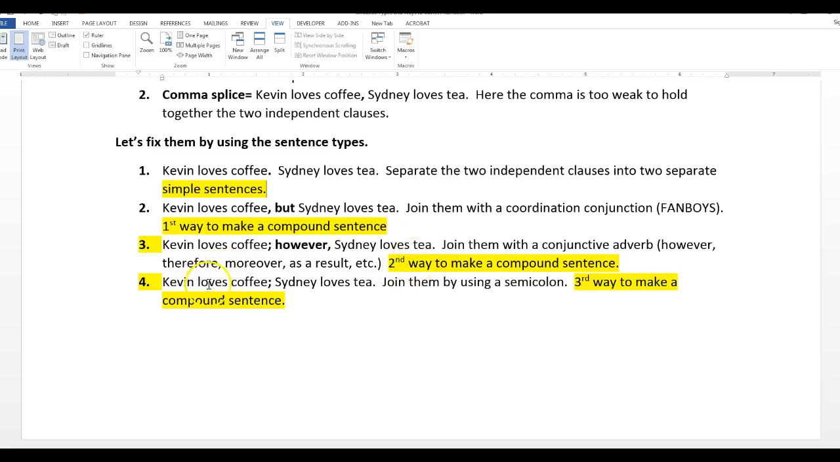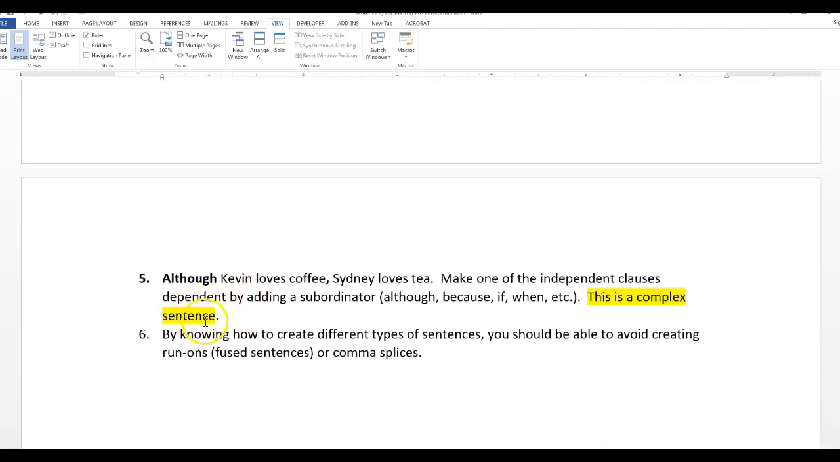And then the fourth way we could fix these is by using the semicolon. If you've noticed, this is the third way to create a compound sentence. And then the last way we could do is create a complex sentence. Take one of these, Kevin loves coffee, which is an independent clause, add a subordinator, therefore making this a dependent clause, then add the comma and the independent clause, therefore we have dependent clause, comma, independent clause. We have now made this a complex sentence.